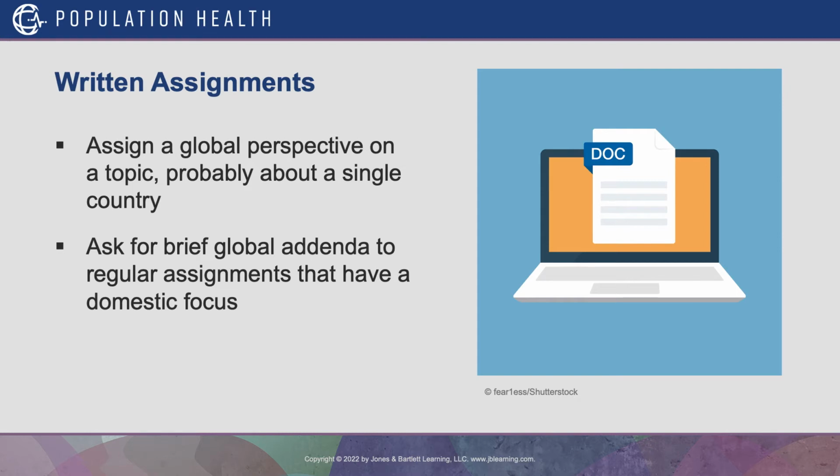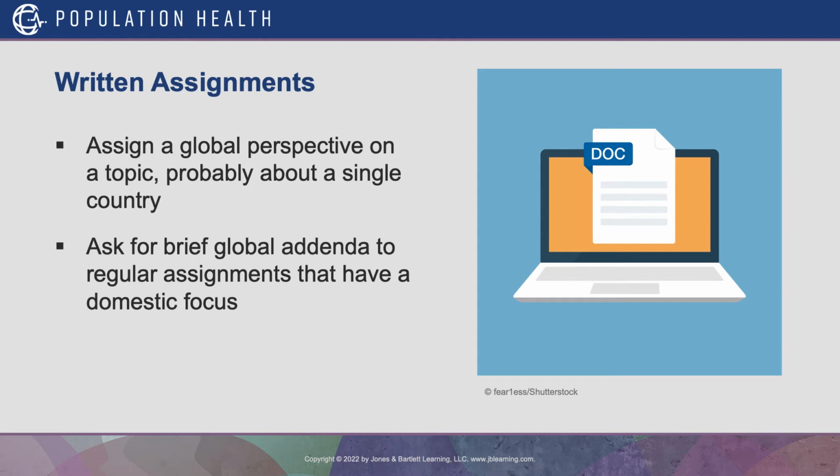One way, for example, would be, today we're talking about maternal and child health in the United States. What I'd like you to do for one of your written assignments is talk about maternal and child health in a low or middle income country, or how this plays out in Norway or Denmark or Italy or Greece, for example. Or one could, for example, ask students to compare and contrast.